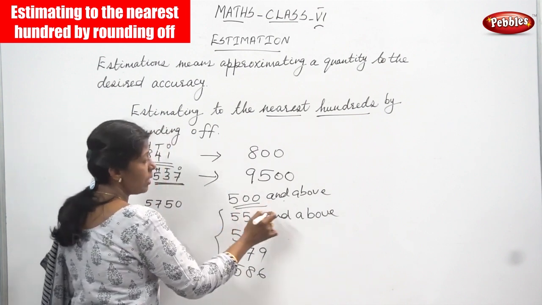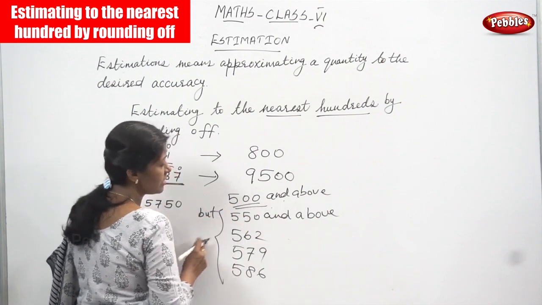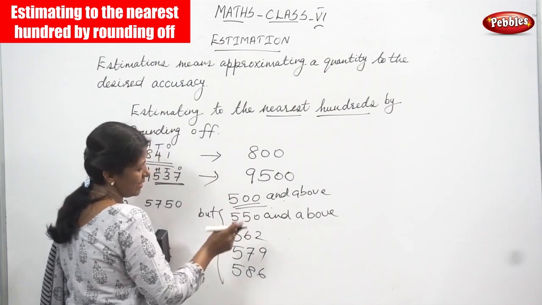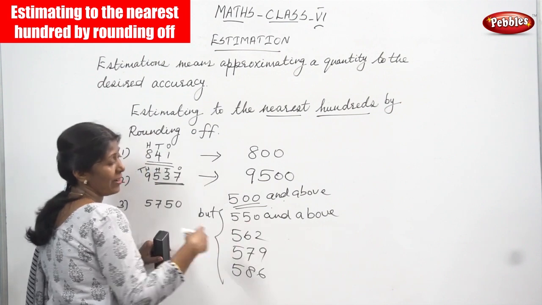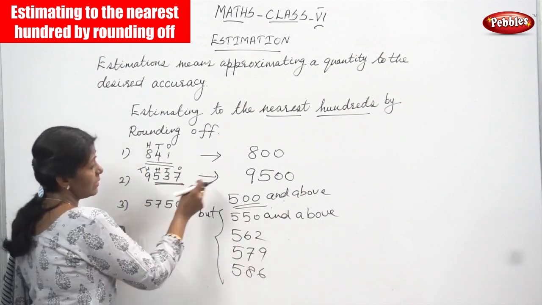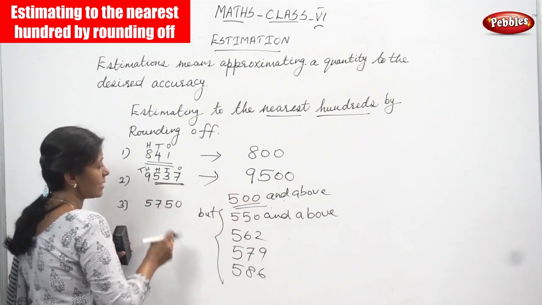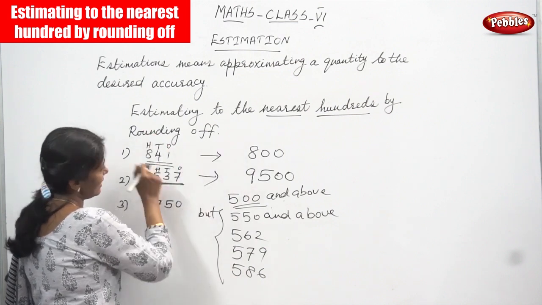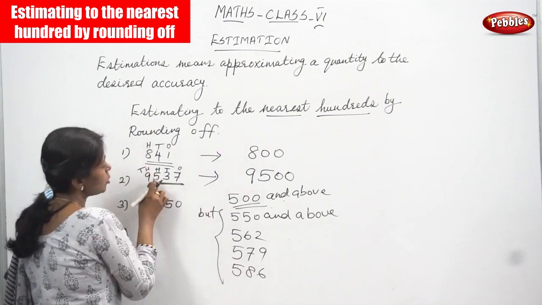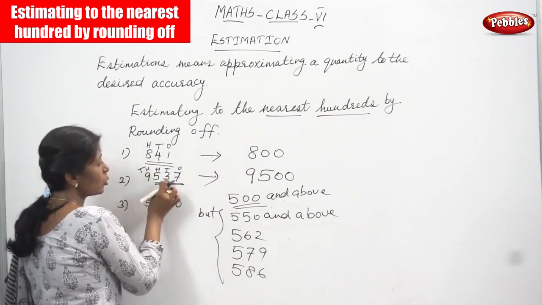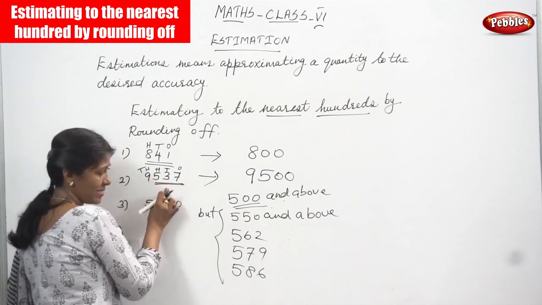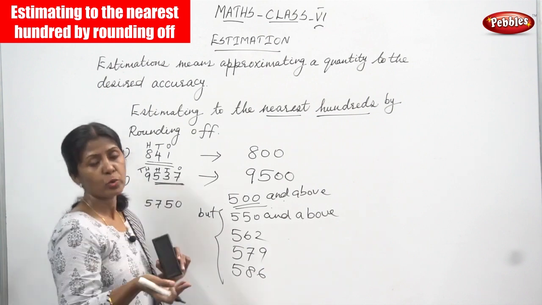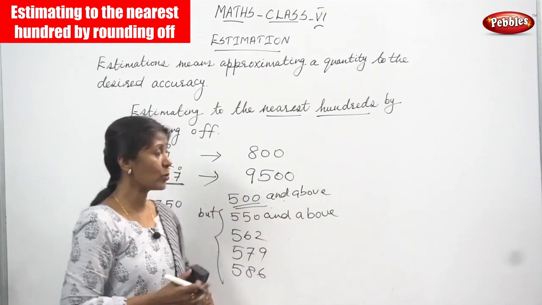This is 500 and above, but it is not 550 and above. So if the number is 550 or 562, 579 and 586, even if it is 555, you can change it to 9600, because of the nearest 100. But it is only 537, because you have to estimate the nearest 100 by rounding off. Even though you have to change to the nearest 100, you have to consider the tens and ones. In the tens place, what is the number? 37. 37 is less than 50, so you have to write 9500. I think you understand the second sum.